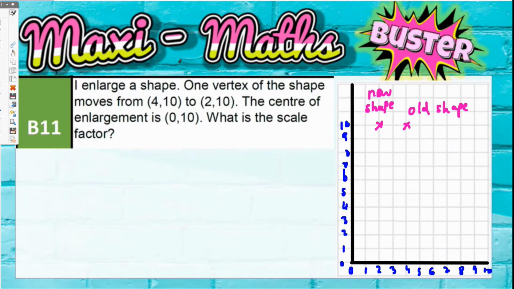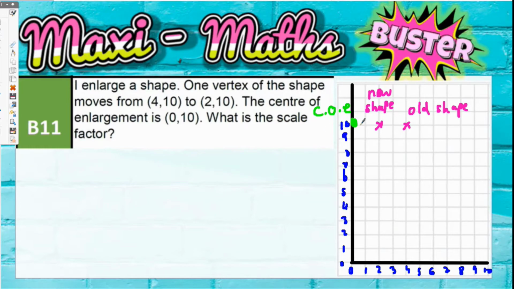And we get told that the center of enlargement is 0,10, which I'll mark there with a green dot. Center of enlargement, COE for short. Now, to cut a long story short, when you've got a center of enlargement, it's all about the distance from the center of enlargement to each corner of the shape.